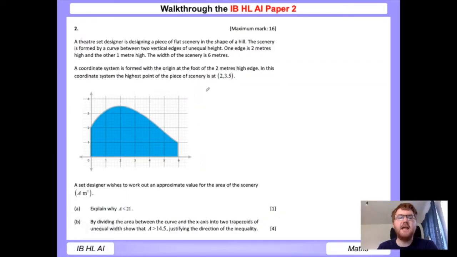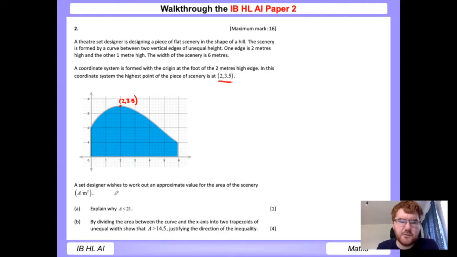So, question 2. A theatre set designer is designing a piece of flat scenery in the shape of a hill. Scenery is formed by a curve between two vertical edges of unequal height. One edge is 2 meters high, the other 1 meter. And you're given this diagram below. And you're actually told the maximum point, which is kind of helpful for later questions, which is (2, 3.5). We're going to use this in part B in particular.